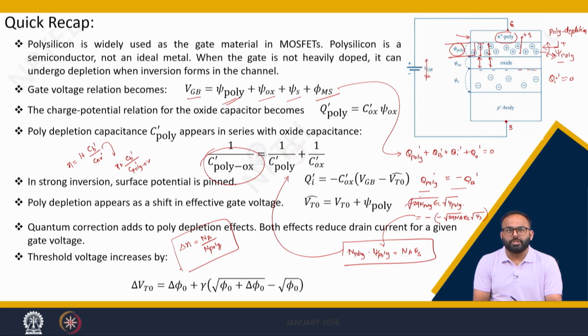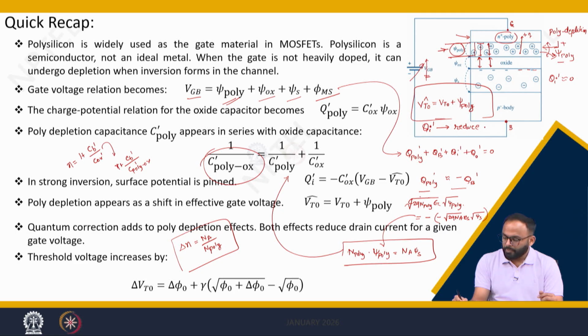Then we also said that this polysilicon depletion significantly influences the operation of the MOSFET when it operates in strong inversion, because the VGB or VGS voltage which you apply over the MOSFET gate to operate in strong inversion will also drop across the polysilicon gate, and hence the threshold voltage will increase. So, the new threshold voltage VT naught cap can be written as VT naught plus psi poly, and if the threshold voltage increases, for the same amount of gate voltage, the inversion charge will reduce.